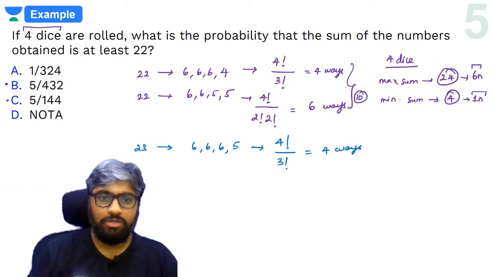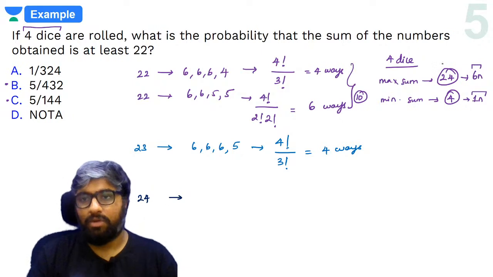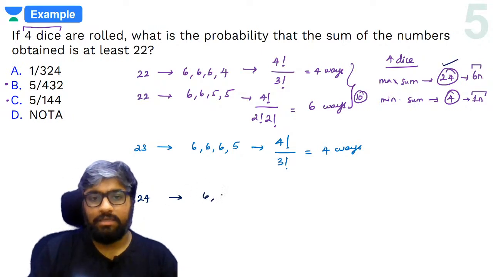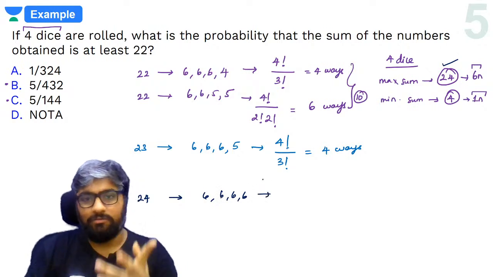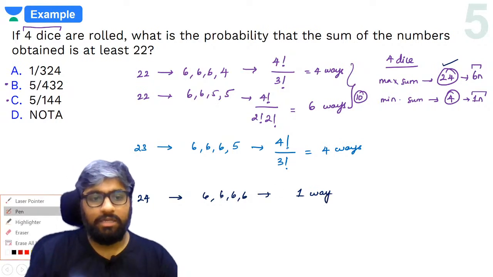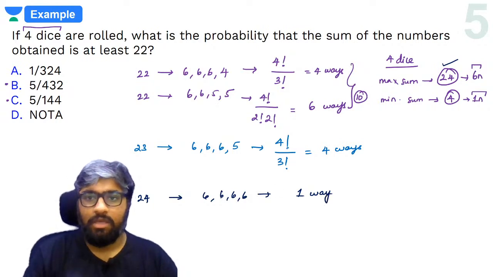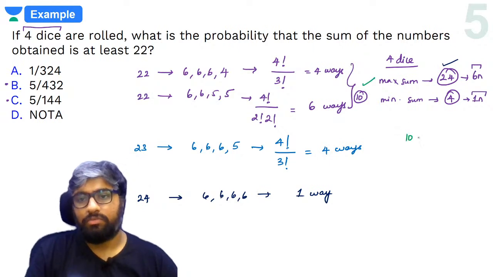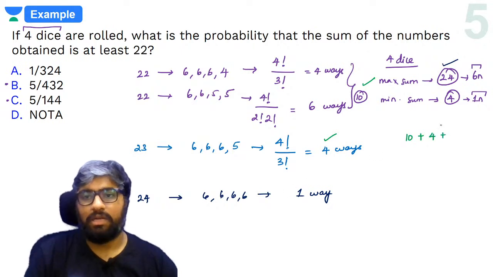Then you have 24. We know that the only possibility when you will get 24 as the sum is if everything is 6. 1, 2, 3, 4, 6 sixes. This is basically one way. So ultimately what happens here? 10 ways to get 22 plus 4 ways to get 23 plus 1 way to get 24. This is nothing but F. What is F then? 15.